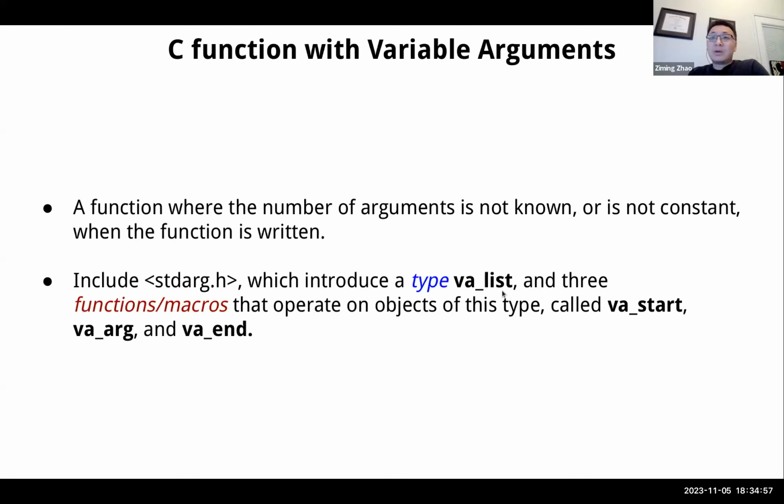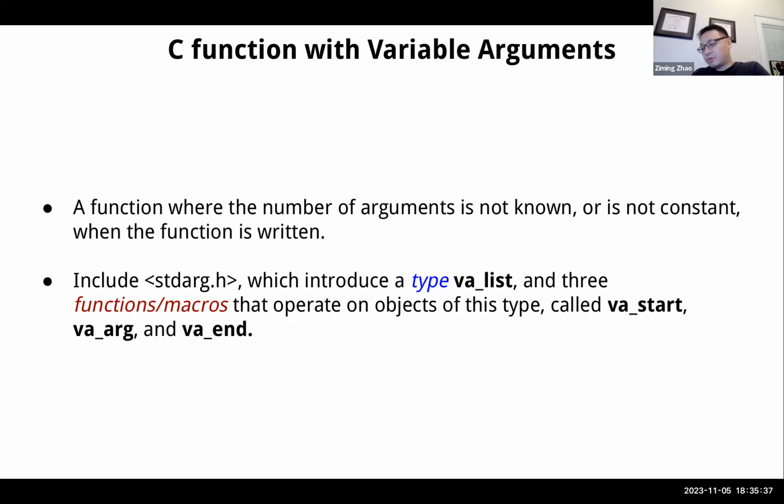Before we talk about that, we will first talk about C functions with variable arguments. So what is a function with variable arguments? When the developer programs this function, the programmer doesn't really know how many arguments it will take, right? When you program a function, you expect someone, maybe not yourself, maybe someone else, to call your function. But you don't really know how many arguments will be provided, right?